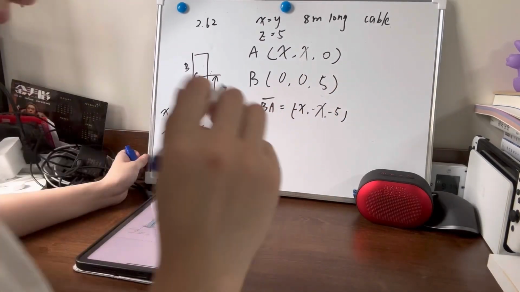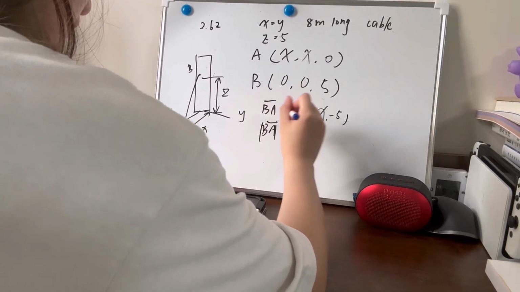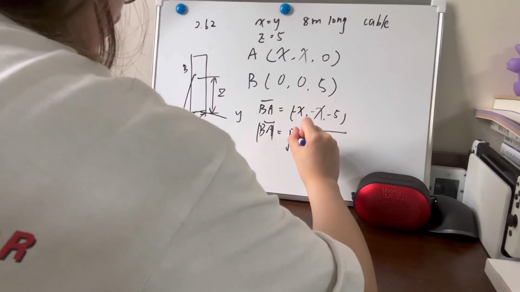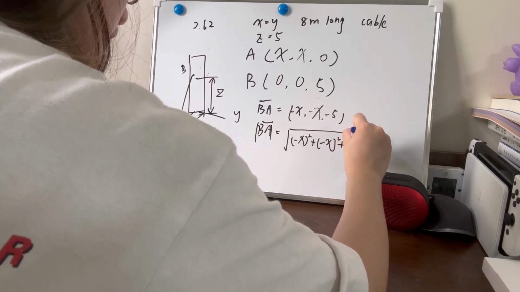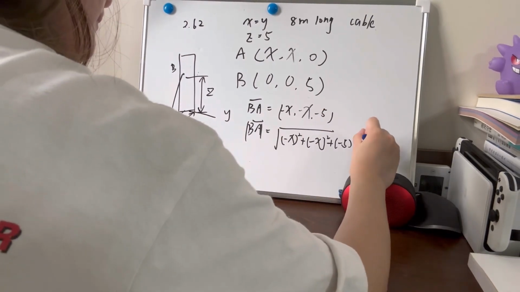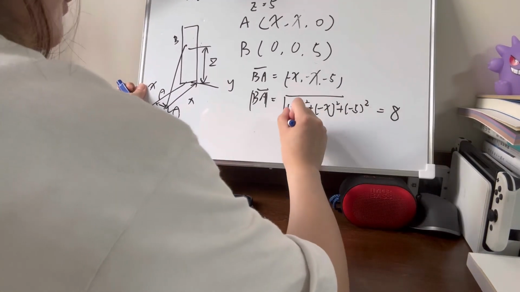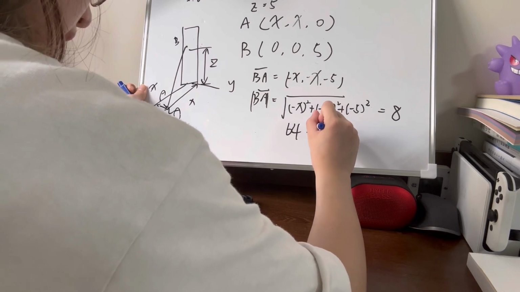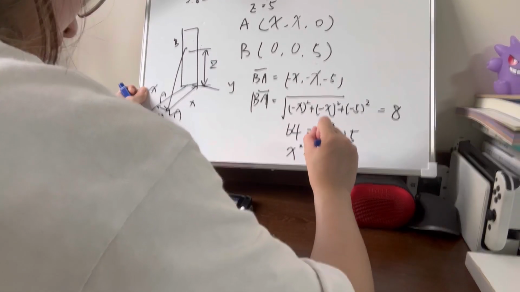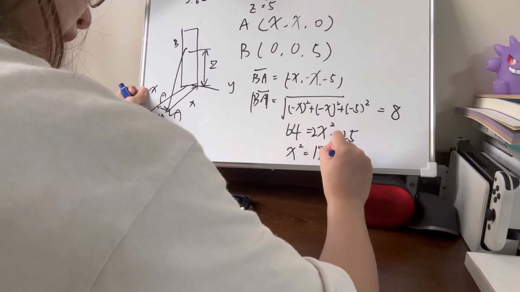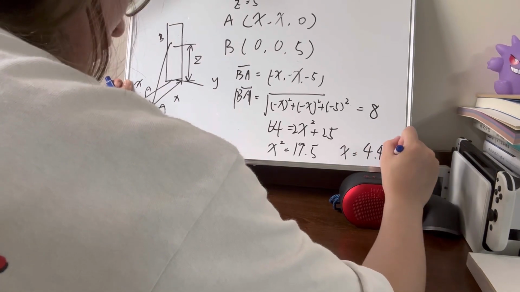And we know the magnitude of the BA is like, function is like this, and so we all know it's equal A, and here we can calculate like this, 2 plus 25, and we know this is like 19.5, and we know the x is equal 4.42 meter.